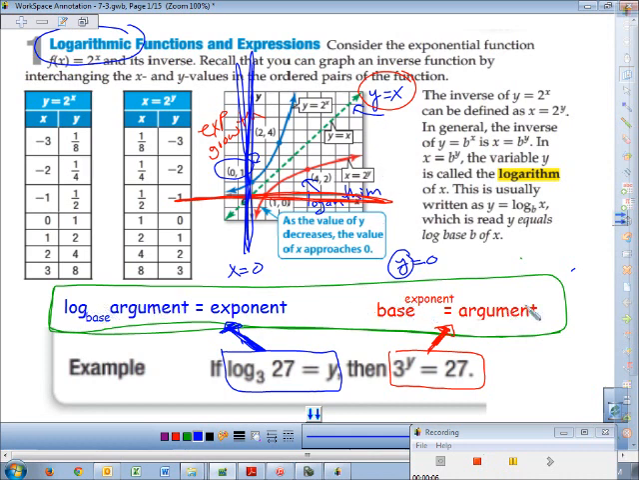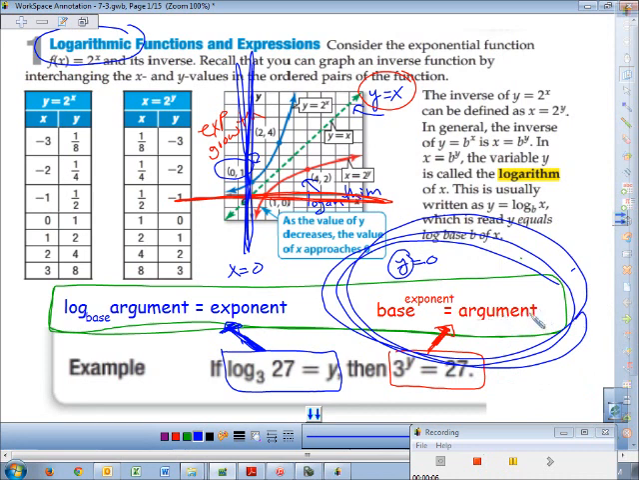Here's the phrase that I asked you guys to write down, so if you're in video land and you haven't written that down yet: logarithm, base, argument equals exponent, and base to an exponent equals the argument. This is what you're pretty familiar with. You probably don't know the word argument. You know, it's like, what do you mean, the argument? It's like the answer to your solution. It's the argument. This is the answer that we got, okay?